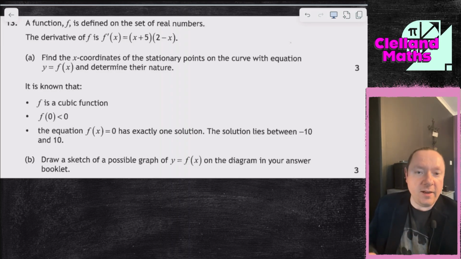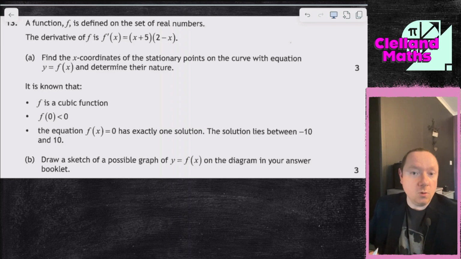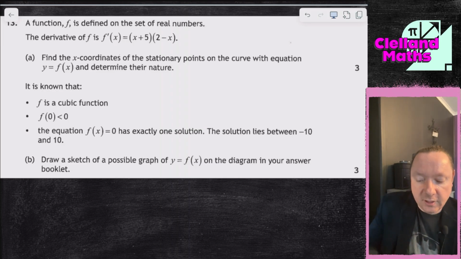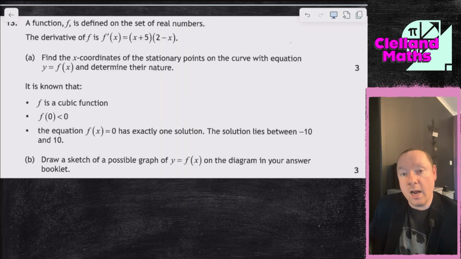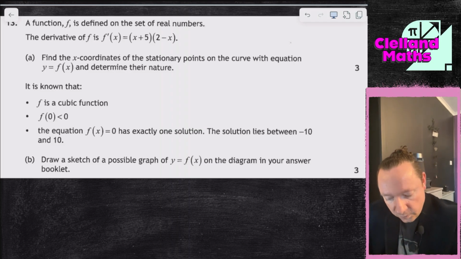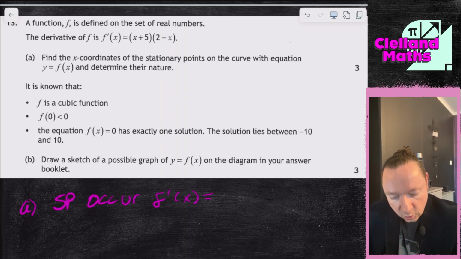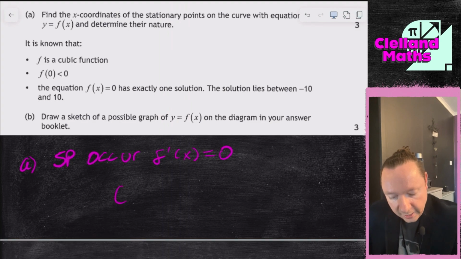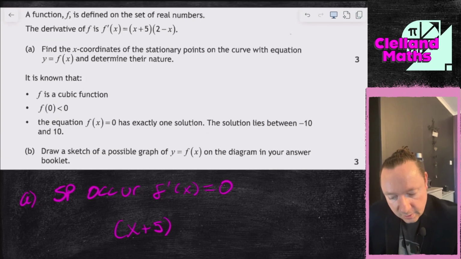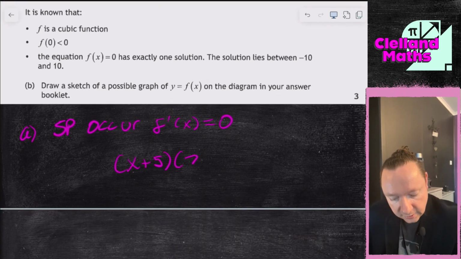Now you might be thinking, you'll probably make a mistake here, and that's okay, because you're not usually given a derivative to find the stationary points, you're usually given y. If you're given a derivative, they've done the first step for you, so you're just finding the stationary points from there. So for part A, stationary points occur when f dash x equals 0, but I've already got f dash x, so I'll just write x plus 5, 2 minus x equals 0.